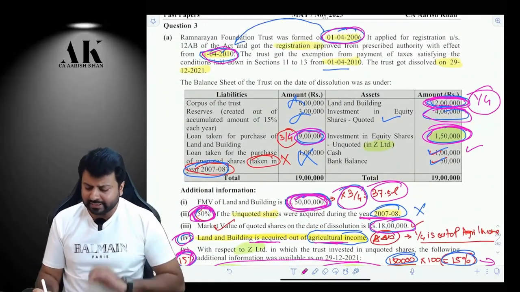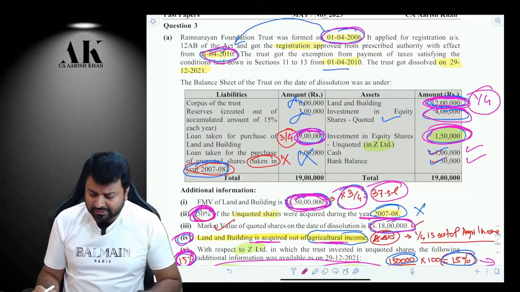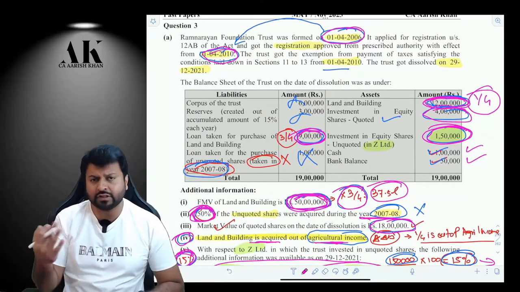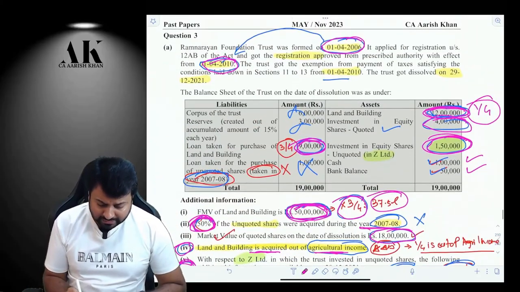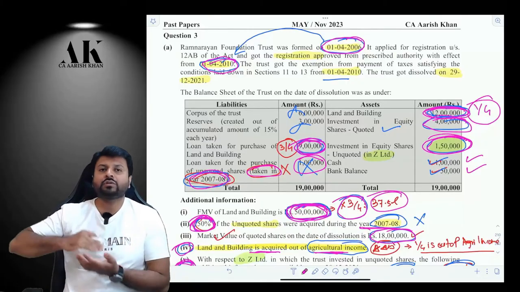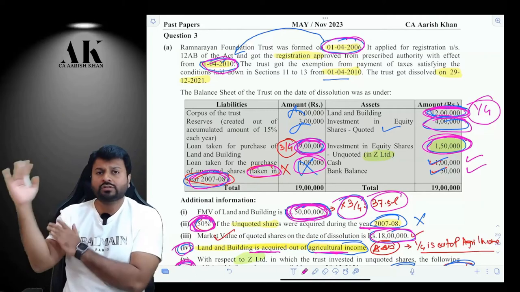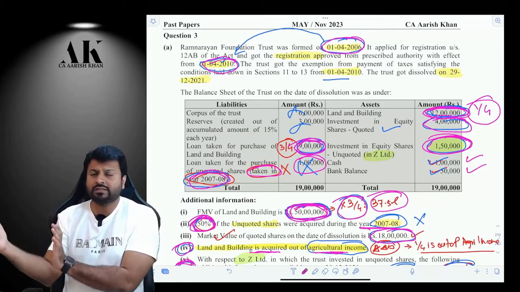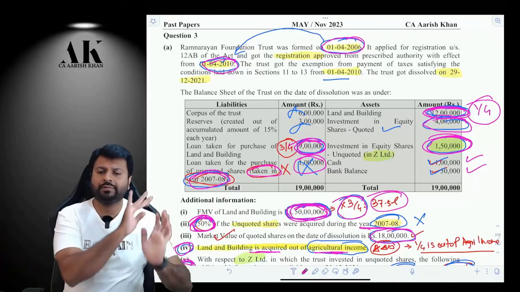Cash, you will take directly. Bank, you will take directly. And this 9 lakh rupees loan which you have taken for the purpose of building, that also you will take directly. What about the unquoted shares? Unquoted shares you will not take, because this loan was also taken in 2007-8. If this loan had been taken in 2010-11 or 12-13, then I would have taken this loan also. But in 2007-8 the trust was not registered. You are not supposed to take the assets of that period, nor the liability of that period.